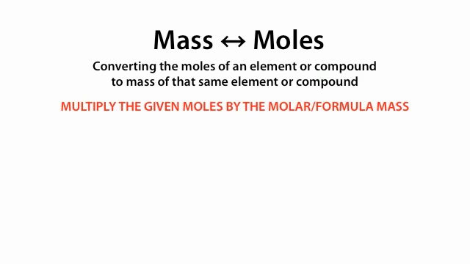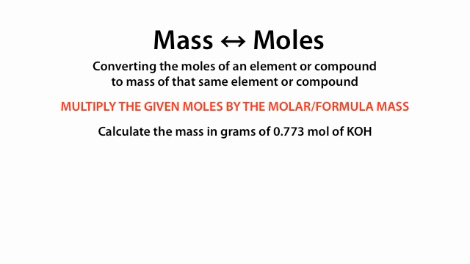Now we're going to talk about the reverse of this process, converting the moles of an element or compound to mass of that same element or compound. The key here is to now multiply the given moles by the molar or formula mass. Important to remember, going from moles to mass, we multiply the given moles by the molar or formula mass, which we should be experienced with calculating by now.